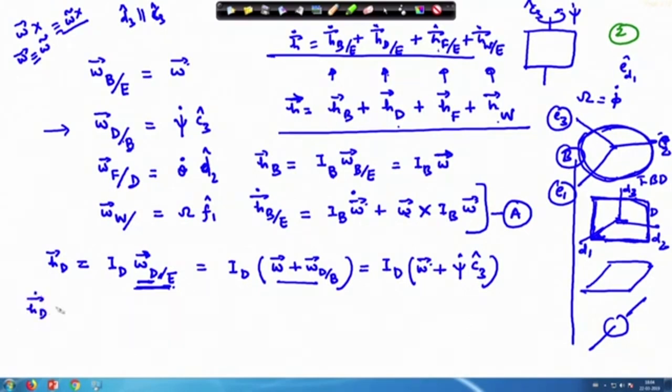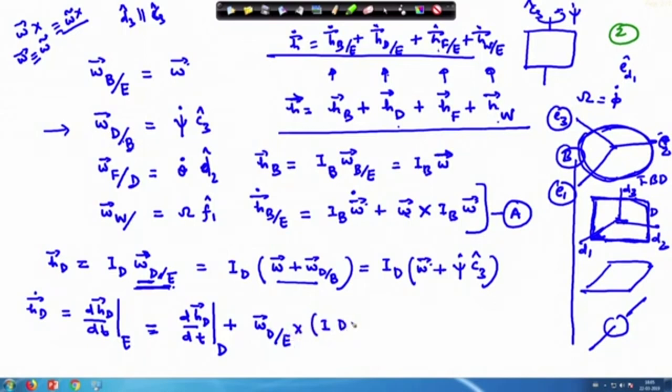Now we can write here H_D dot, then it becomes dH_D by dt with respect to the E frame. And this we can then expand as dH_D by dt with respect to the D frame plus omega_D/C cross, remember the past derivation we have done, I_D times omega_D/E. This is nothing but your H_D term. So this term is your H_D.